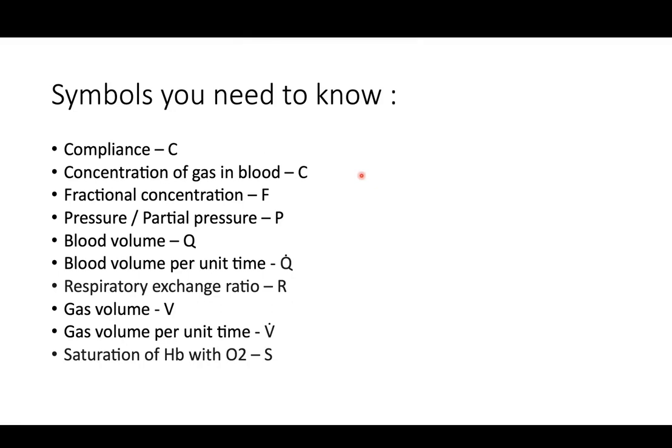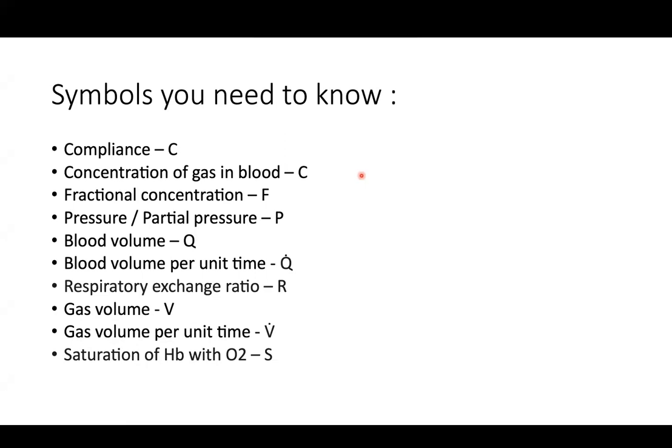If they're talking about blood or something related to the circulatory system, it would be concentration of gas in blood. And if we were talking about something related to the lungs or the chest wall or something like that, then it would be compliance. You have fractional concentration, that's capital F. And fractional concentration is just the percentage of something out of a whole. So like a fraction of a gas in the blood would be fractional concentration, or a fraction of a gas in the air that we inspire or take in.